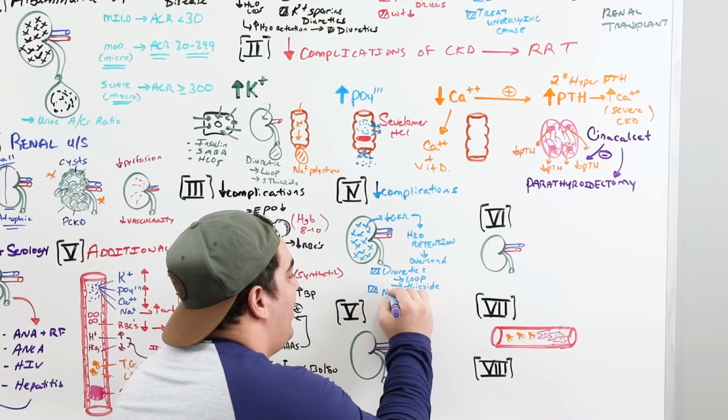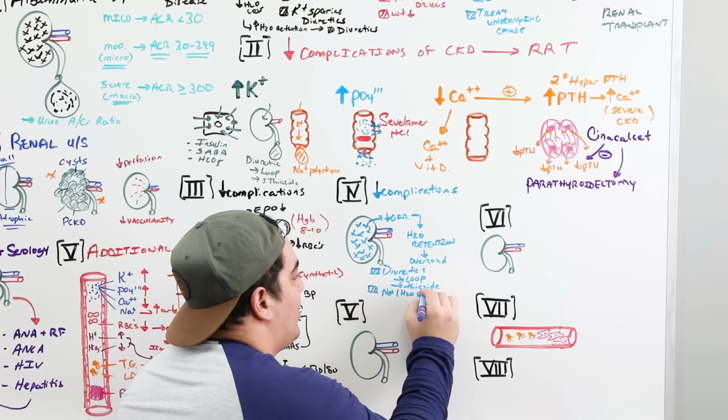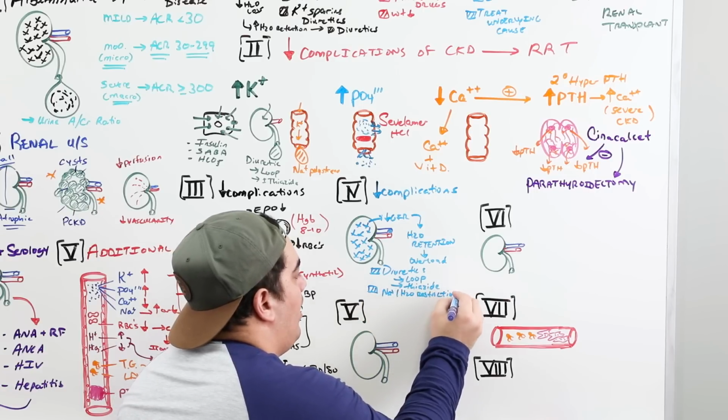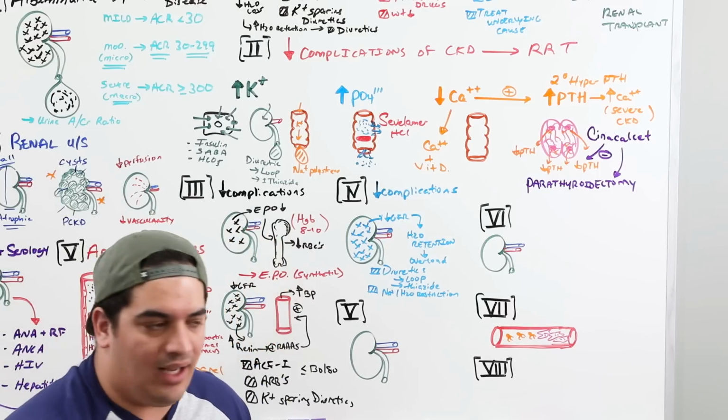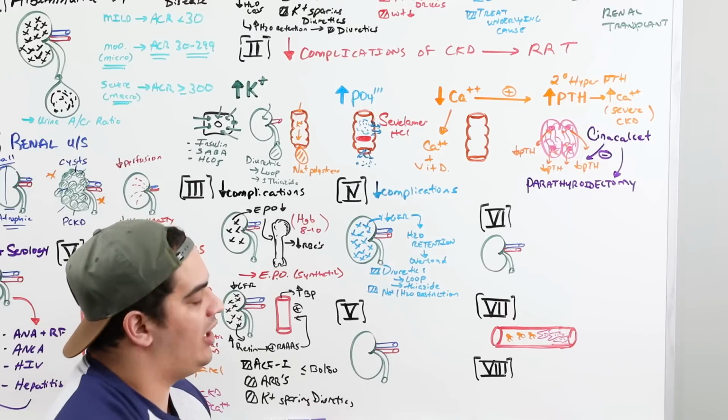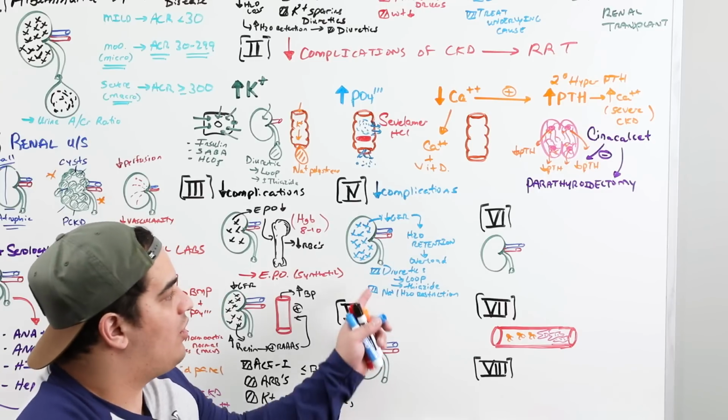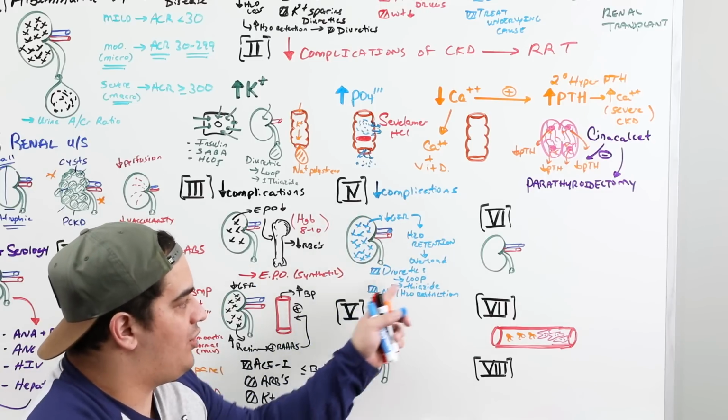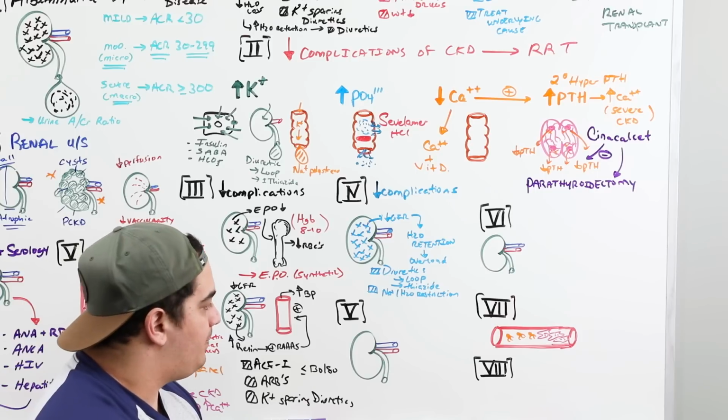Water, sodium, and water restriction is another way that we can try to do this. Checking daily weights, trying to reduce the salt intake, trying to reduce your water intake. These are ways that we can try to reduce the complications associated with volume overload.